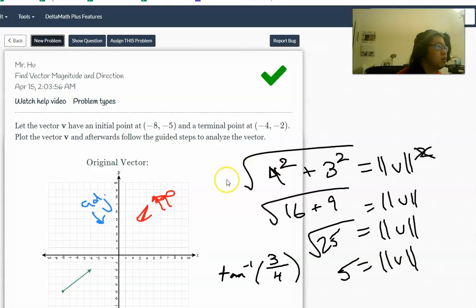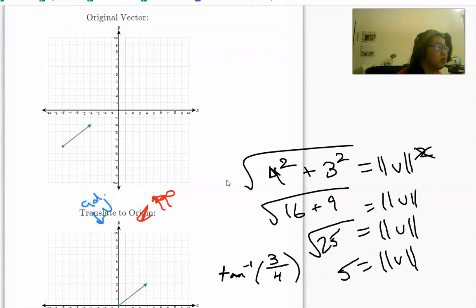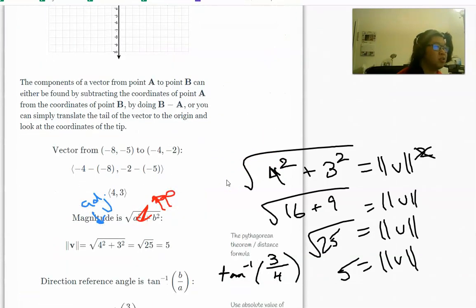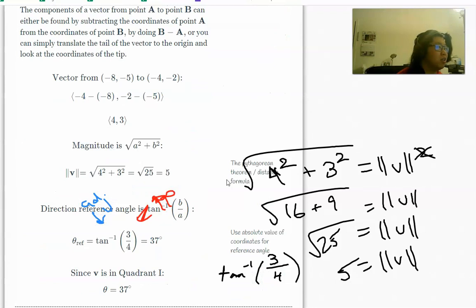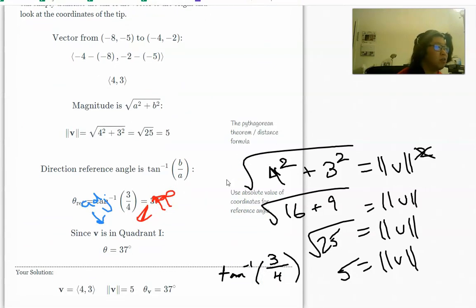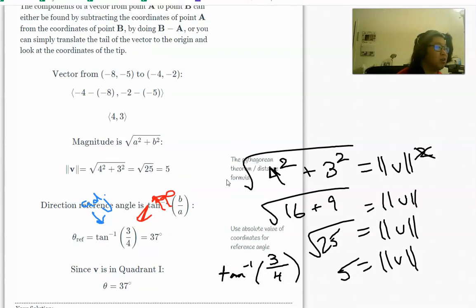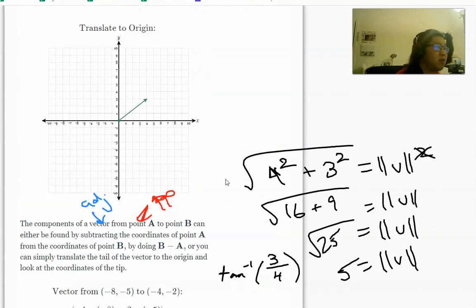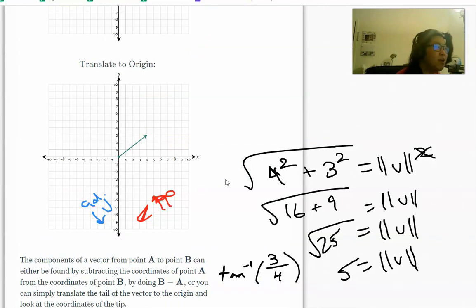And bada bing, bada boom, there it is. If you want to look at their steps, you can try this on your own. Take a look at that in your own time. They have a lot of different things here, but for the most part, I just walked you through it. And that's when it's supposed to be done here. Finding magnitude and direction.